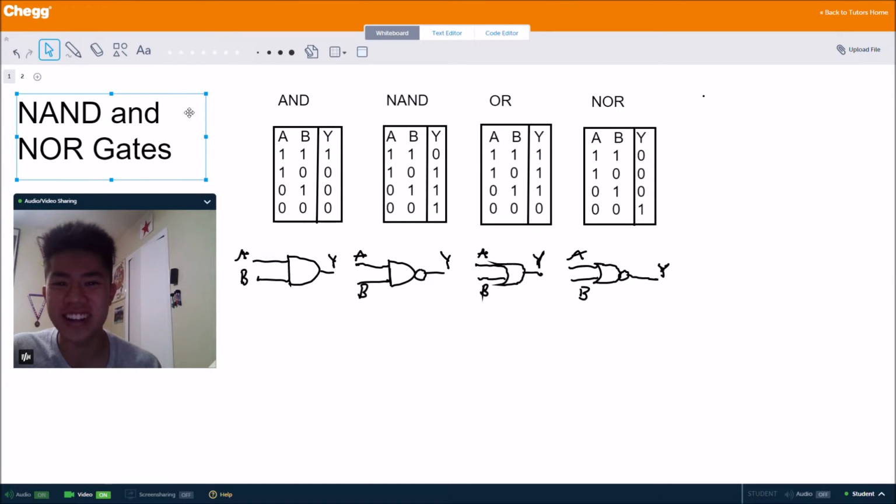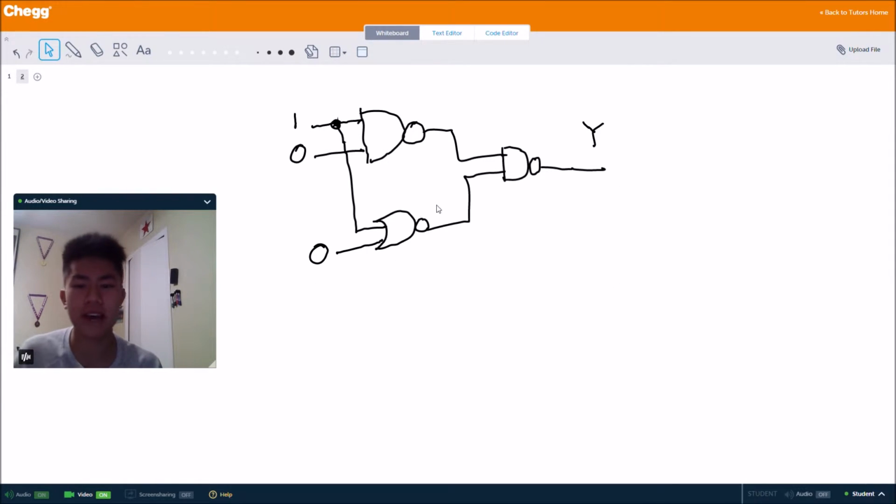Alright, so let's go ahead and do a sample problem. Suppose I have a logic circuit like so, constructed of 2 NAND gates and a NOR gate, and it's wired like so. I want to find the output Y. So let's go ahead and do that step by step.